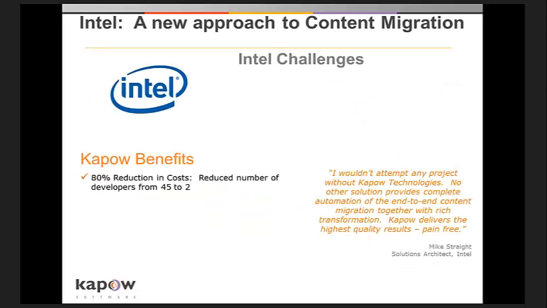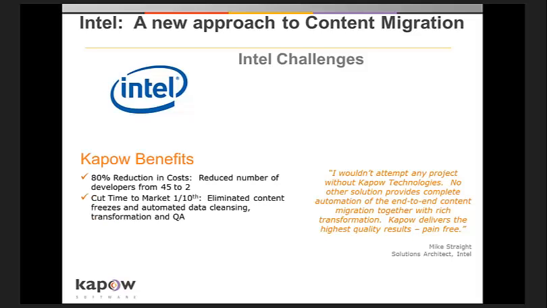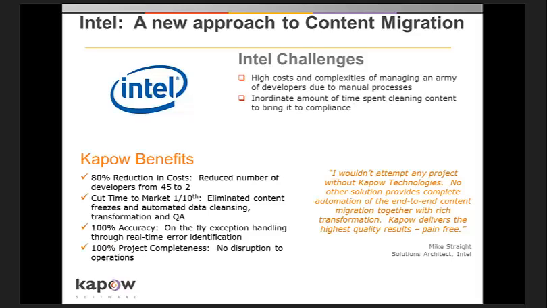So Intel was a pretty typical case study for us, maybe not so much in the number of pages. With 300,000, that was a lot, but they had 300,000 pages in many, many different disparate data systems, and it was estimated that it was going to take them 2 years with 45 developers to complete the migration. They found Kapow. We were able to cut that time down by a tenth, reduce the cost by 90%, and do it with 100% accuracy. They were looking at the same challenges that anybody faces in a migration from outside of SharePoint into SharePoint.